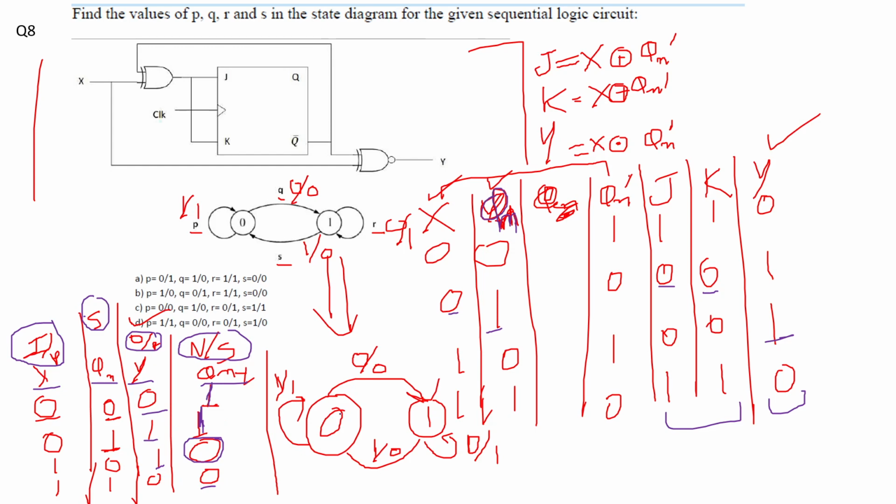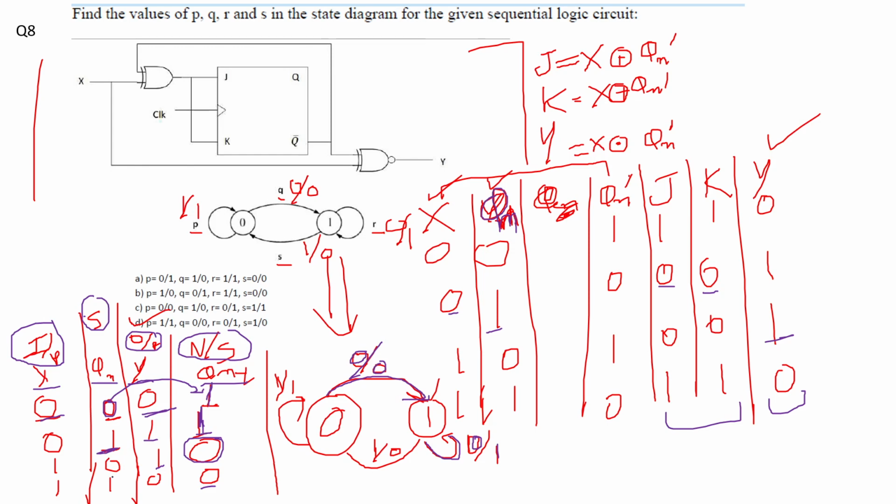So here I am at state 0, I am going to state 1 when input is 0 and output is 1. I am at state 1, going to state 1 only, when input is 0 and my output is 1.